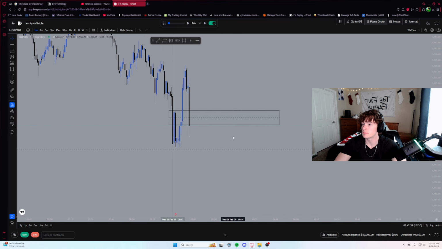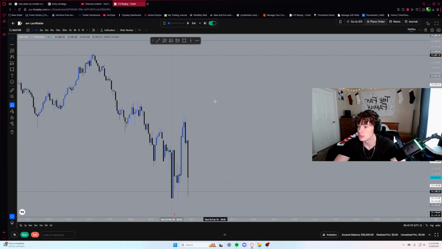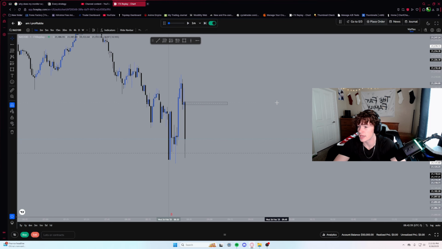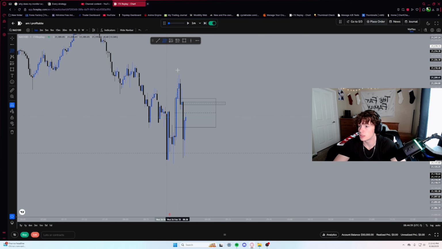Cool, we retraced. Let's see if we swept this high or not to look for an SMT. We did. That's a bearish SMT. We have a low probability order block within an inverse fair value gap right here. So let's look for that retracement. We also have this inverse fair value gap. Let's look for equilibrium as well.